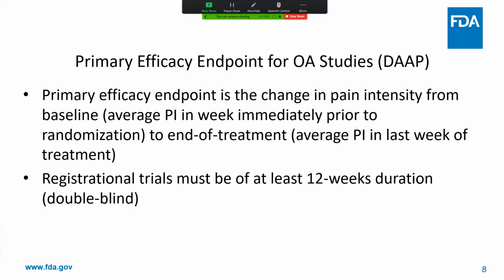With regard to the primary efficacy variable, the basic premise is that the investigational product must show a clinically meaningful and statistically significant difference in average pain at baseline compared to the end of treatment. Registrational trials in OA are generally a minimum of 12 weeks of double-blind therapy, although that period may be longer under certain circumstances.